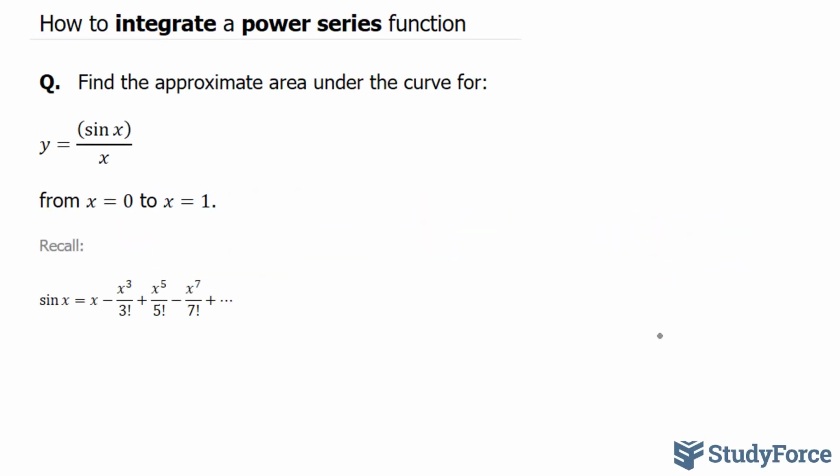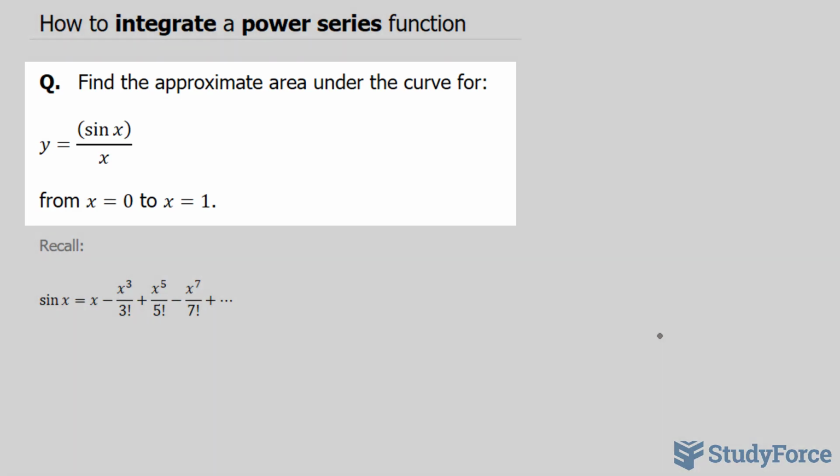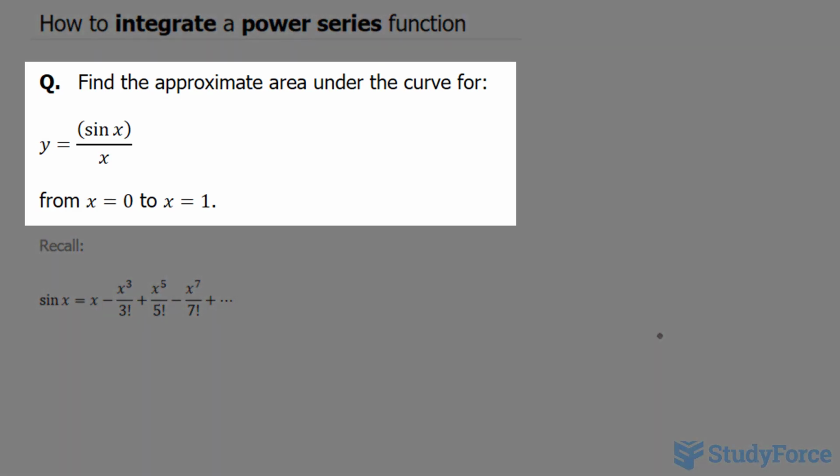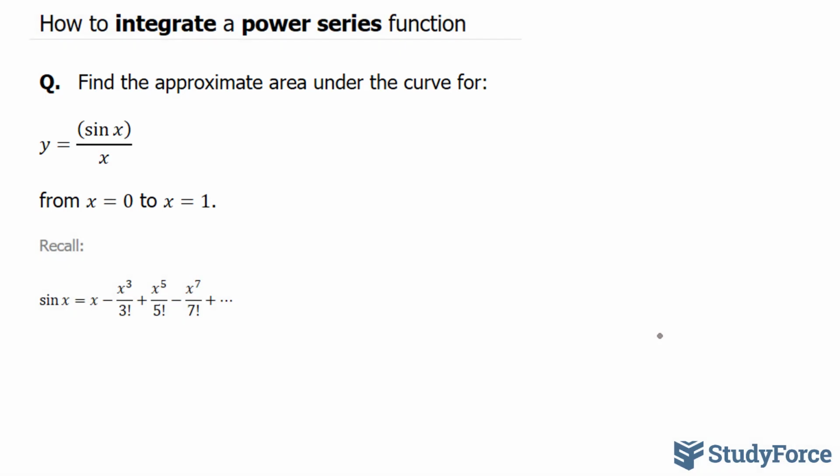In this lesson, I'll show you how to integrate a power series function. The question reads, find the approximate area under the curve y is equal to sine x over x from x is equal to 0 to x is equal to 1. Let's get started. What I'll do is set up the integral between 0 and 1 for my function sine x over x.